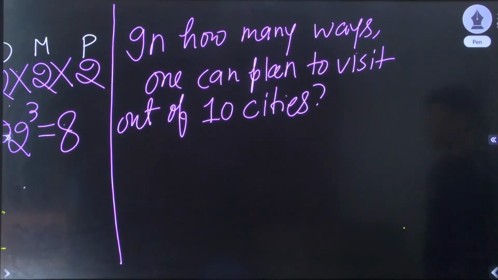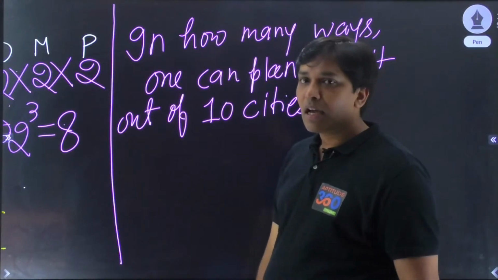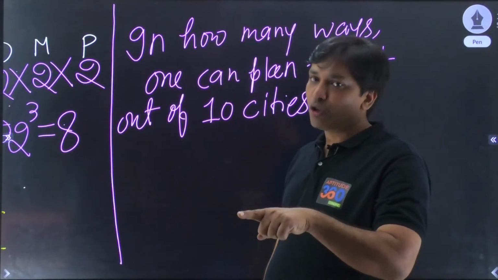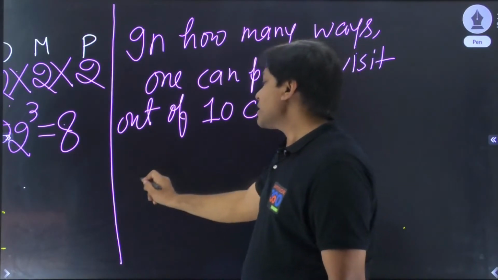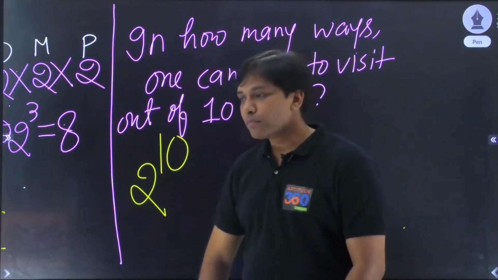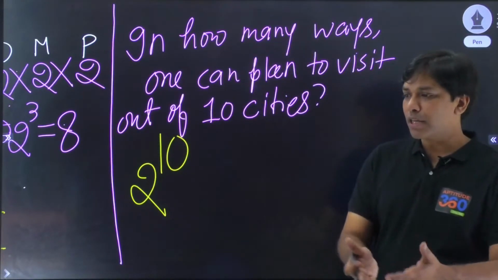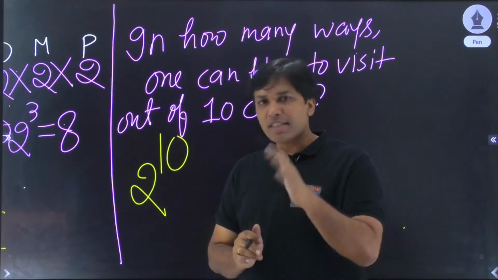How many cities do we have? We have a total of 10 cities, isn't it? So either you will be going to city 1 or you will not be going to city 1, or you will be going to city 2 or you will not be going to city 2. What is the answer here? 2 raised to 10. क्या ये बात आपको समझ में आई? 2 raised to 10. Divya, Muskan, Aradhana, who else? So 2 raised to 10 is fantastic.